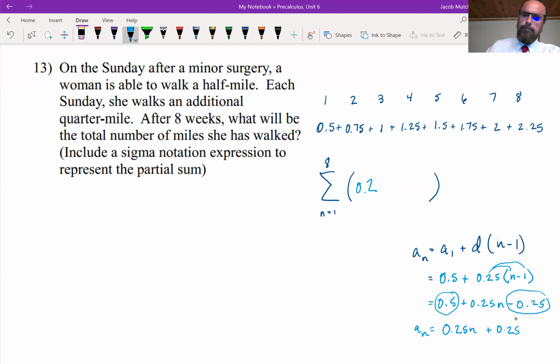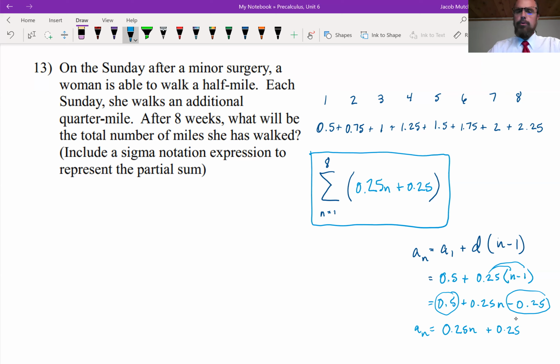And that is going to form my sigma notation expression. 0.25 n plus 0.25. I'll box that since that is part of my answer, the sigma notation expression. But then I want to answer the question, which really is finding the partial sum. So I want to calculate here what is the sum of the first n terms. There's 8 of them. And this is the same equation we've been using with our abstract question.